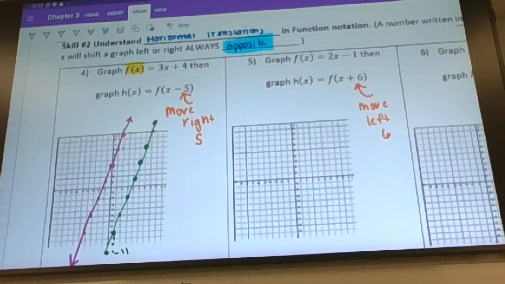Now watch what math happens. I distribute. I get 3x minus 15 plus 4. I combine like terms, and I get 3x minus 11. And isn't that the y-intercept of the one that we moved to the right? When we counted right 5, we ended up at negative 11. You see how that's working? So our counting is matching up with the math when you plug it in. Okay, try the next one.